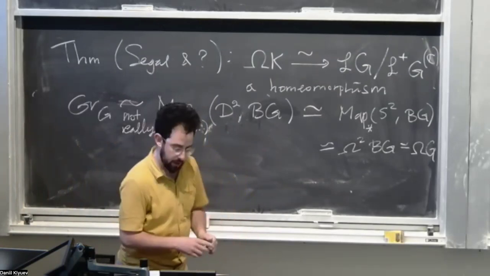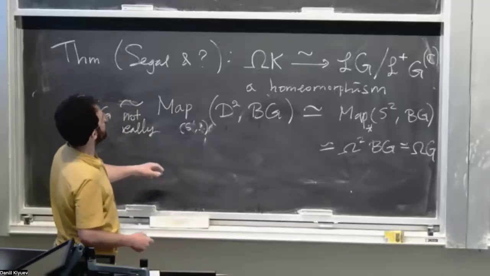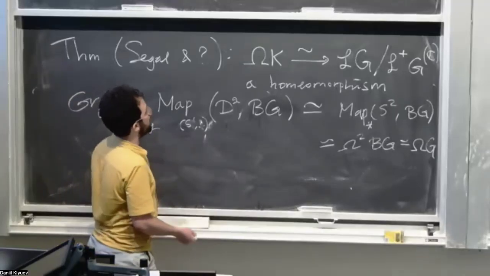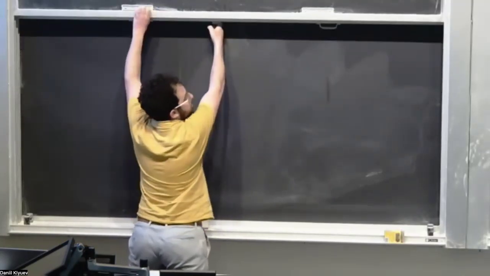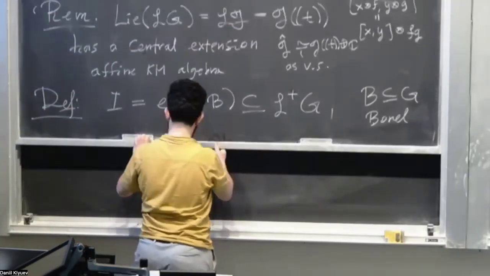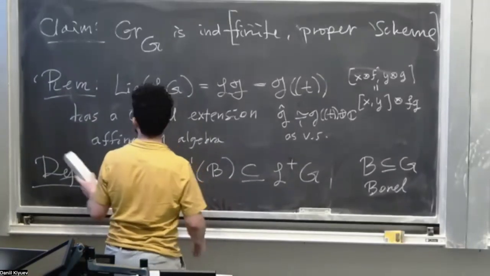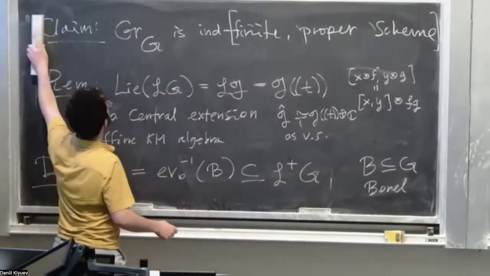Okay. So now the next thing is properties of the affine Grassmannian, with the main point being having a cell structure like we had with the usual flag variety.